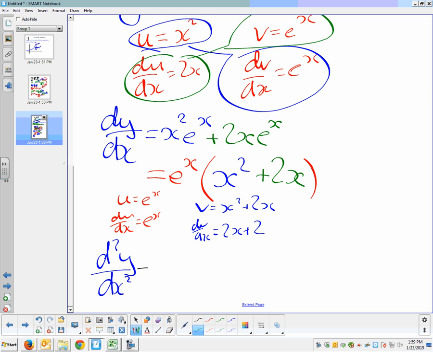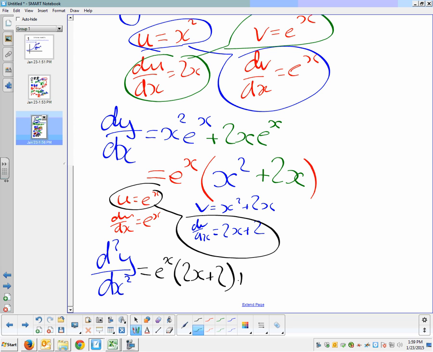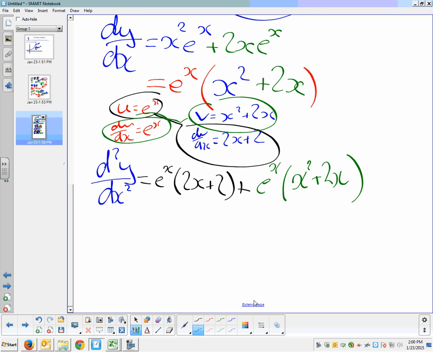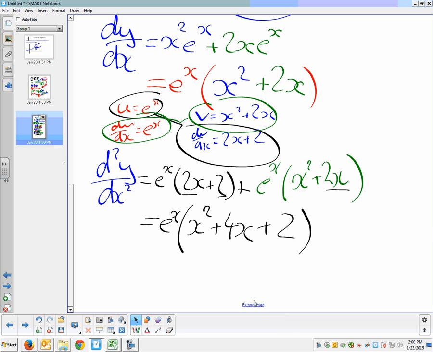And you can just drop them into the formula of u dv by dx, e to the x times 2x plus 2, plus v du by dx, e to the x times x squared plus 2x. And then once again, if you were going to do anything further with that, I would factorize it to take the e to the x out. X squared plus a 2x from there and a 2x from there is 4x plus 2. And so on, for as many times as you want to differentiate it.